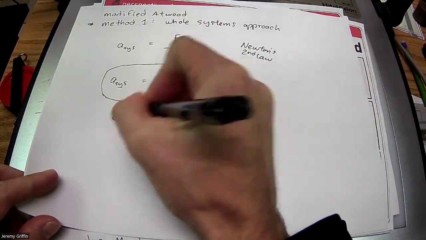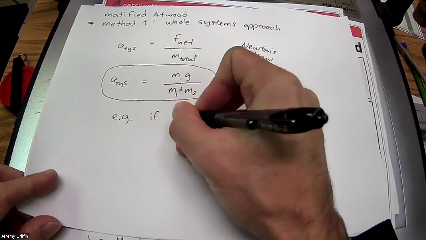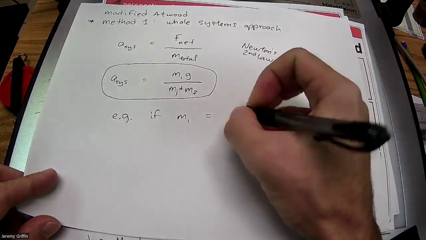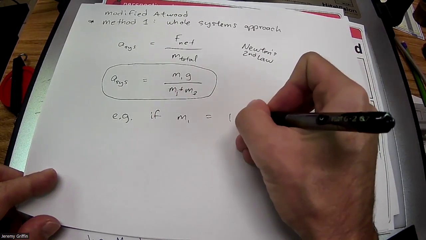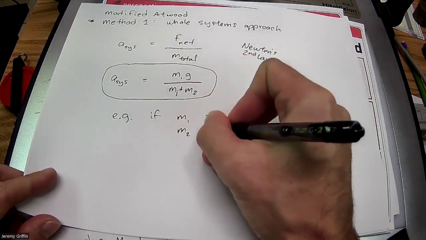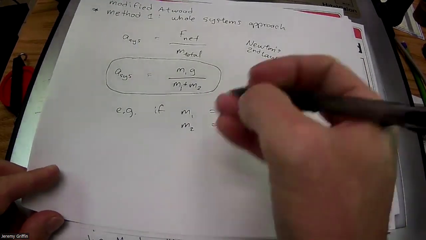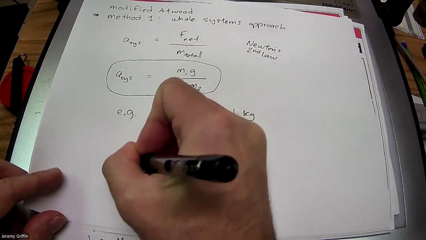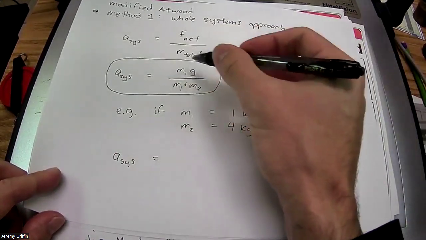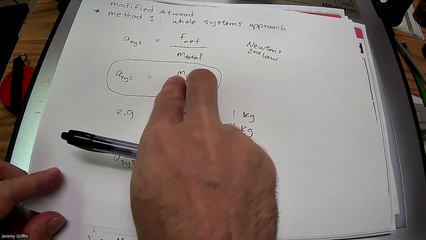Let's say, for example, M1 equals 1 kilogram, and M2 is 4 kilograms. Just make something up. All right, let's try this out. So the acceleration of the system in that case would be, let's see what it would be. So you got M1G. Guys, how many newtons of weight would that be?